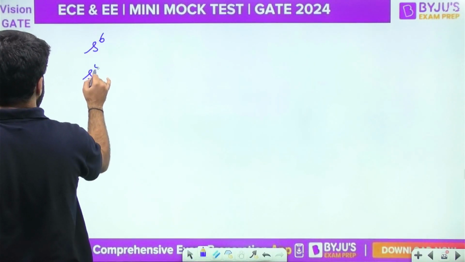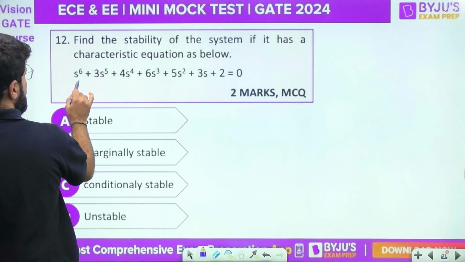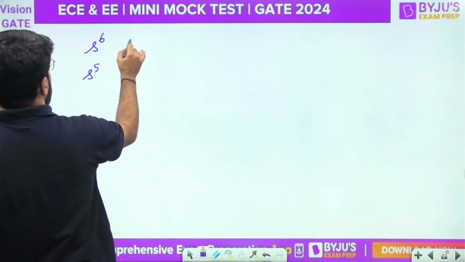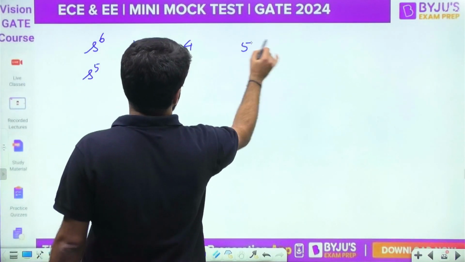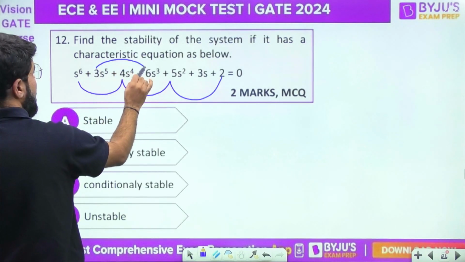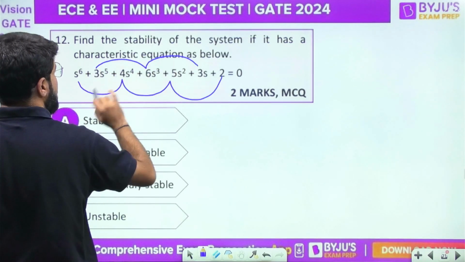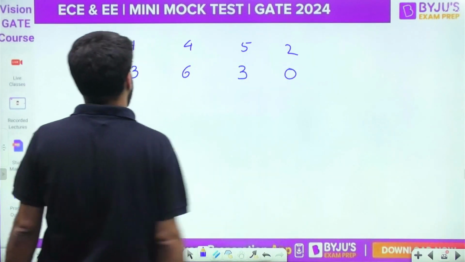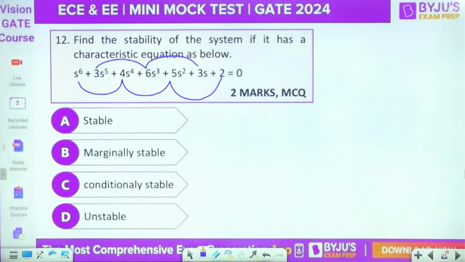S power 6, S power 5, the first 2 rows. So 1, 4, 5, 2. Be careful, check the missing coefficients if any. S power 5: 3, 6, 3 and 0.